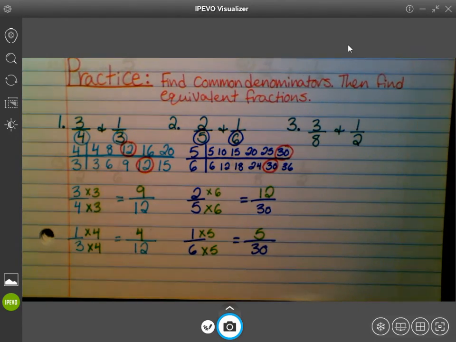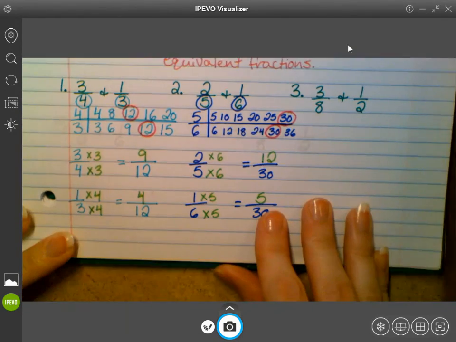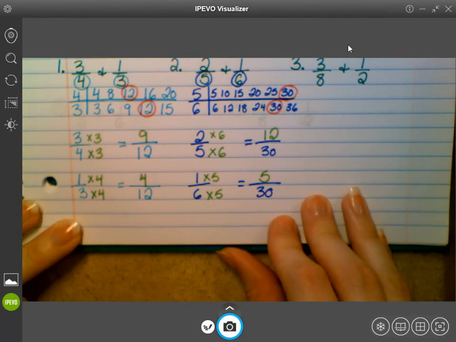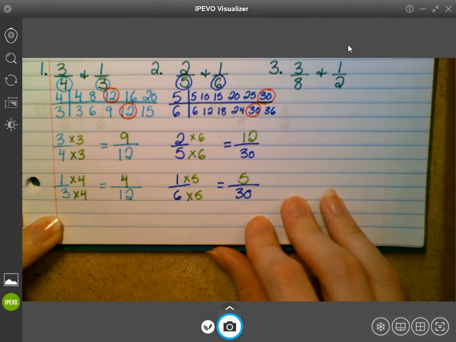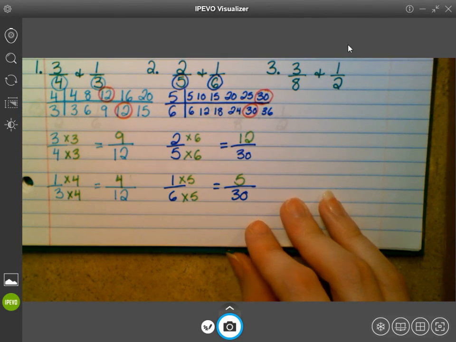Awesome. Okay. Oh, let me scoot that up. I didn't realize how dark it was up there. Okay. Last one. You guys are doing great. We're on our last one.